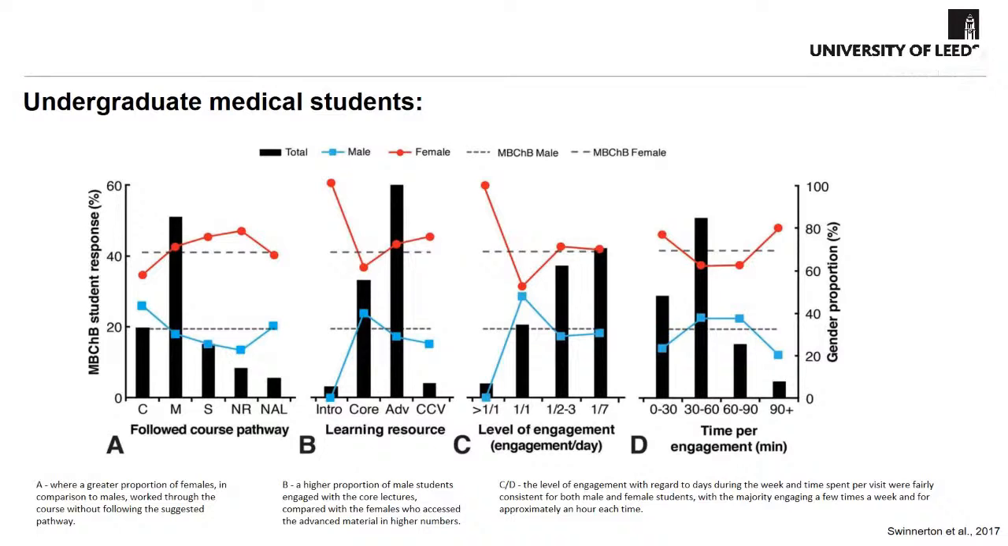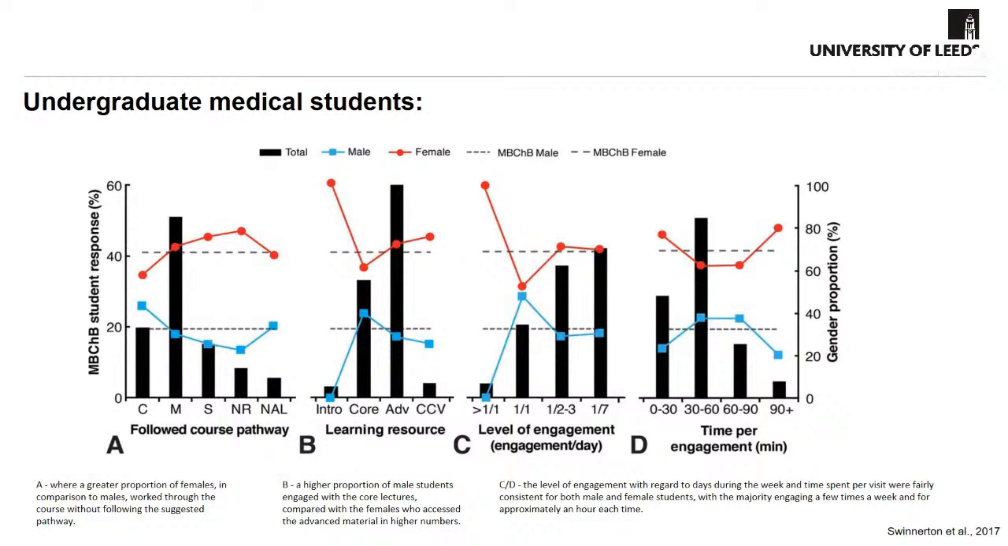Then the second thing we were interested in was which bits of the MOOC did they use? In a lot of MOOCs, you have different levels of content because, as I said, you get a real wide range of learners. So in this MOOC, there was introductory material, core material, and advanced material. And the majority of these students used the advanced material. That's not surprising. They were already on a course where they had a lot of the basic and core materials already covered, and they were using this to get some supplementary advanced material. But what you can see here is that no males accessed the introductory material.